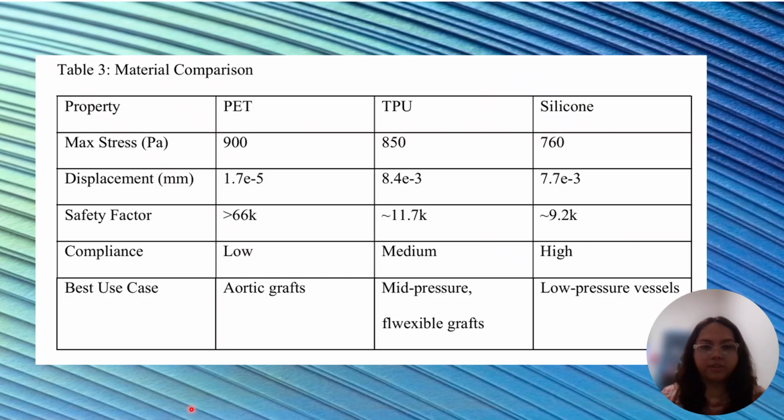Here's a material comparison table. As you can see, PET has the lowest deformation and the highest safety factor, which makes it the best solution for this scenario for aortic grafts. But TPU could also work for mid-pressure or flexible grafts, and silicone could work for low-pressure vessels.